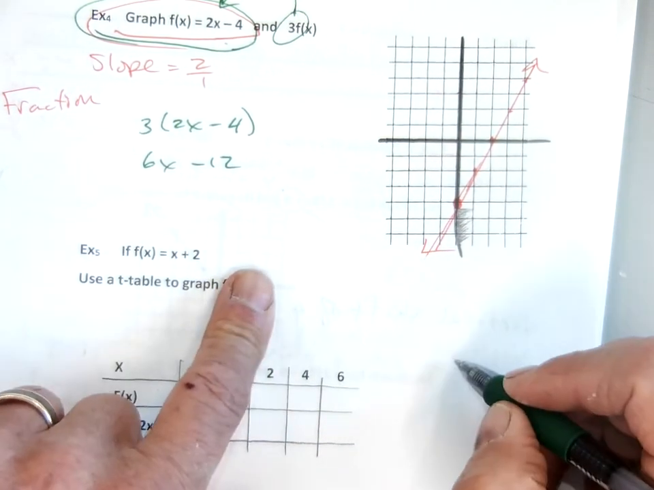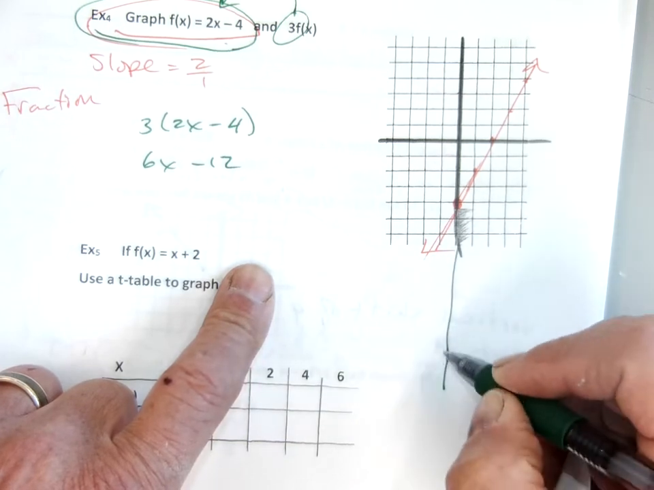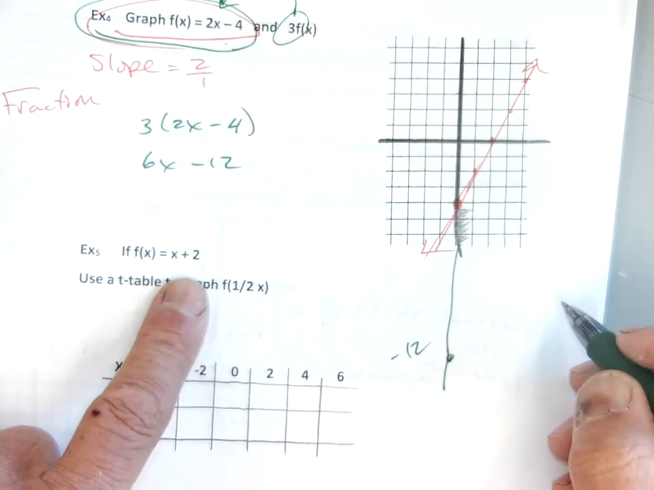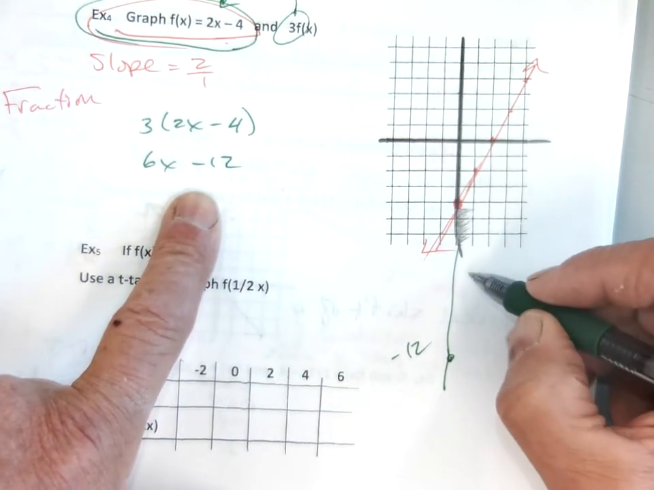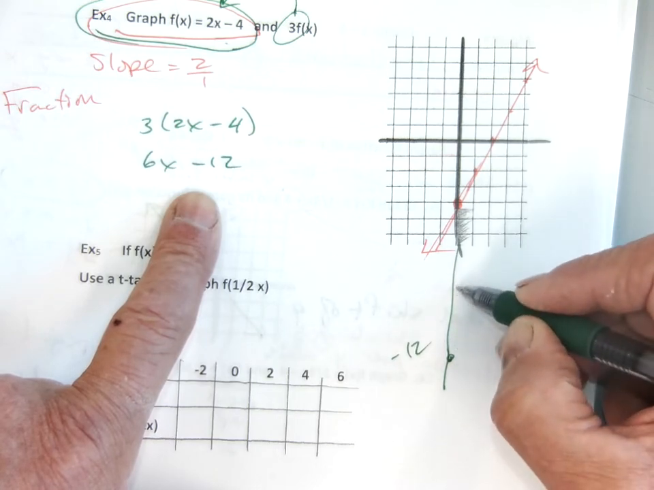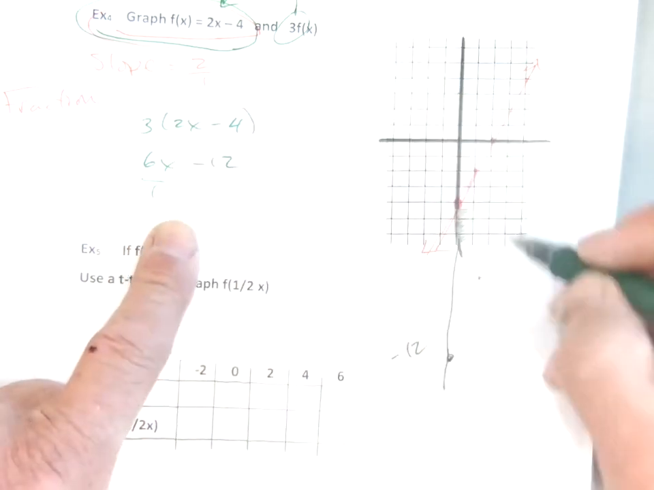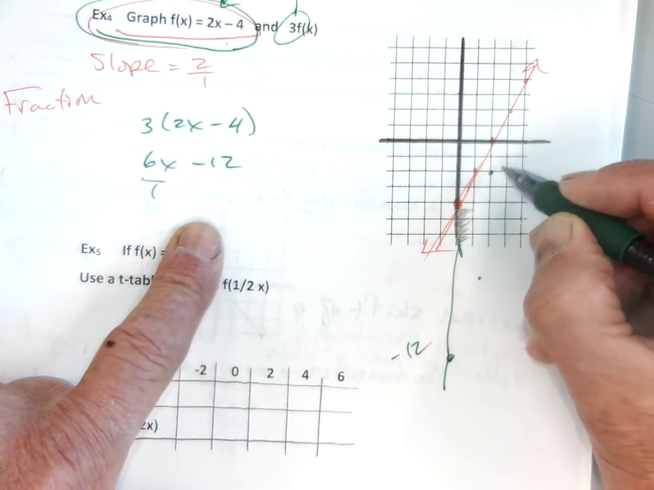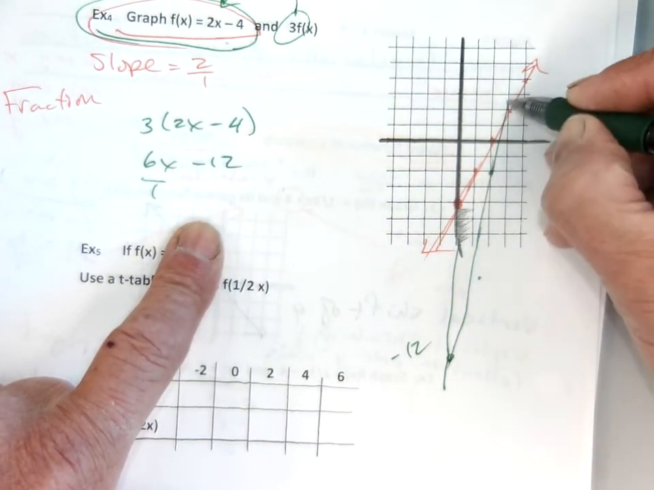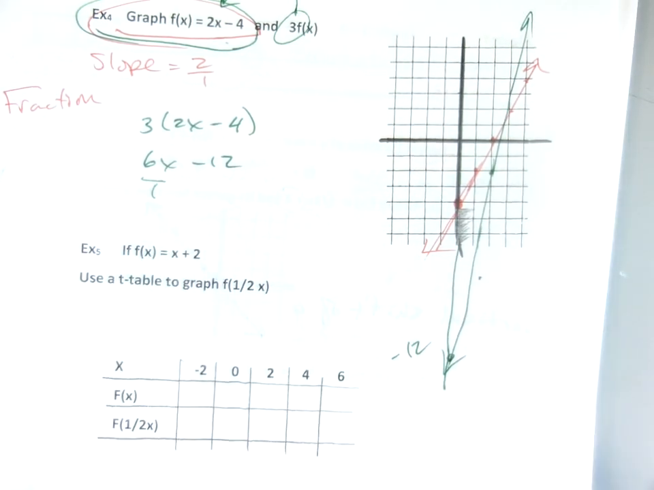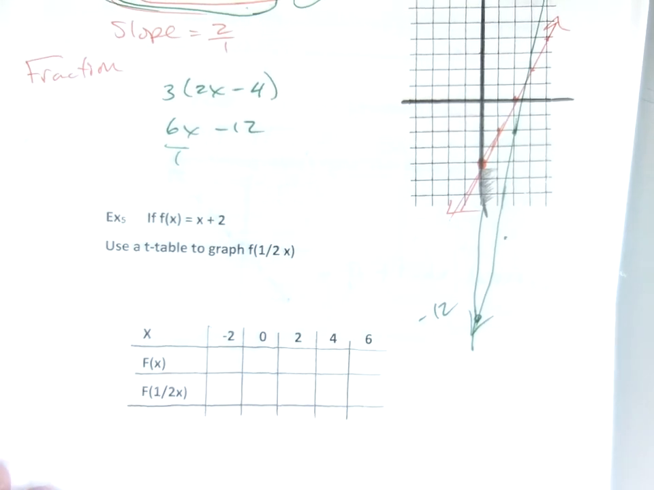-12 is like way down here. I'll just say that's -12, okay? And then up 6. 1, 2, 3, 4, 5, 6 over 1. Up 6 over 1, up 6 over 1, so it's going to be something like this. Terrible graph, forgive me, but I just want you to get the idea, okay?